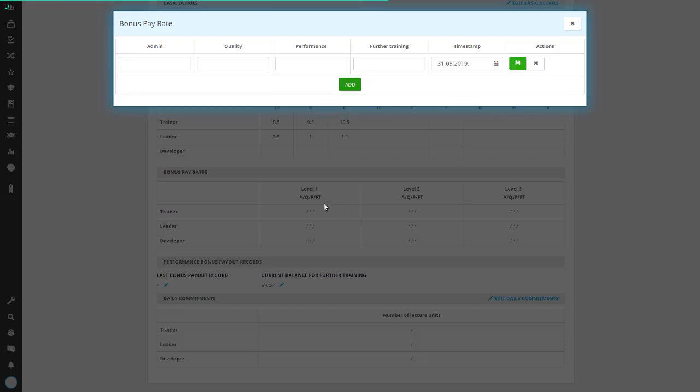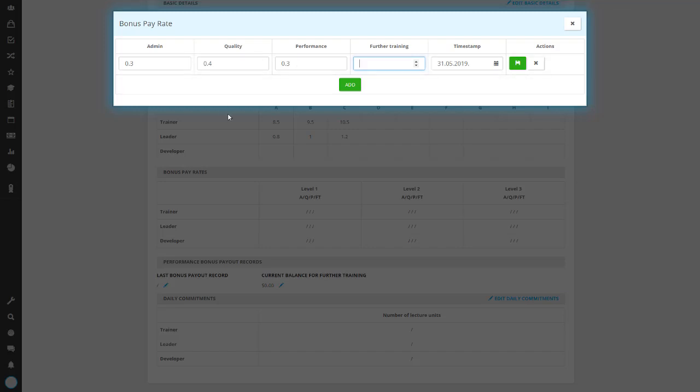A very wise principle demonstrated to me by Harmony Academy was to determine an overall bonus, something like €1, and then divide it between admin, quality, and performance, where 30% of that bonus is added for admin and performance, and 40% is added for quality. So I will do exactly that. This way I added a 30-cent bonus for admin and performance and a 40-cent bonus for quality.